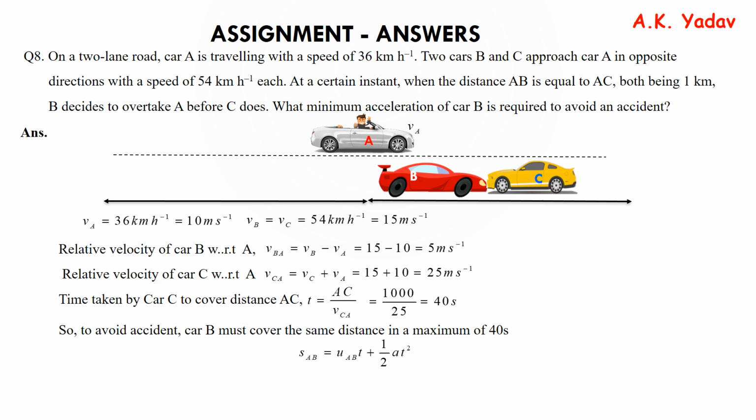So S is equal to ut plus half at square. So the distance is 1000 meters because it was 1 kilometer given in the question. U is 5, T is 40 seconds, and we find a is equal to 1 meter per second square.